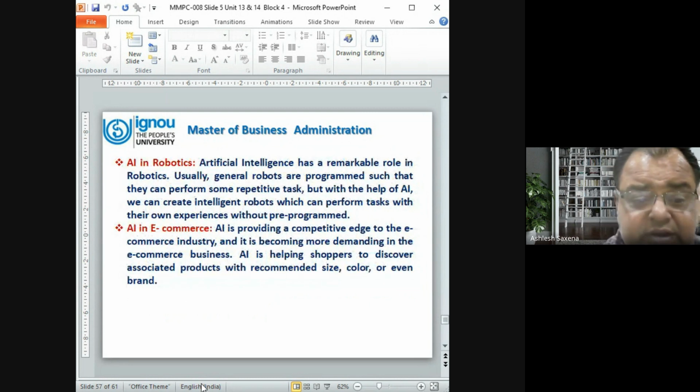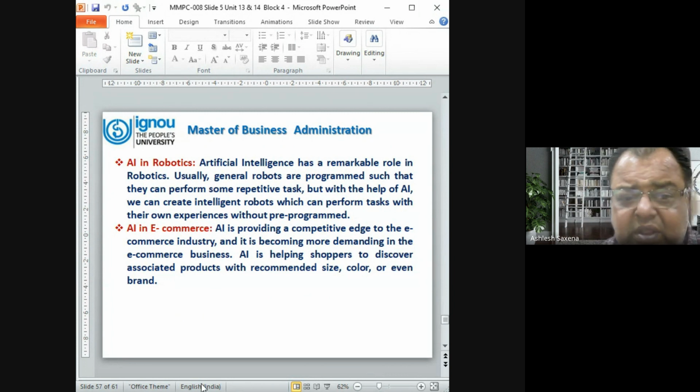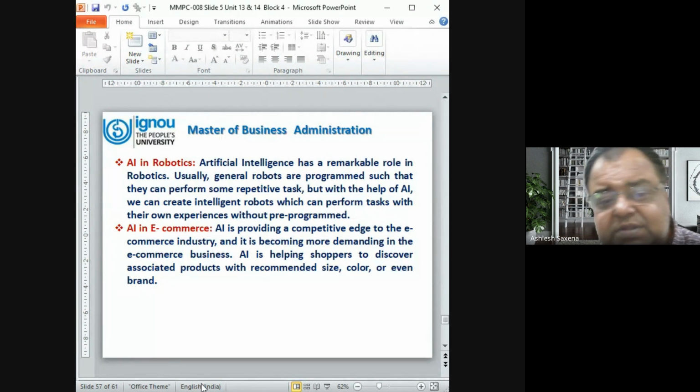Artificial intelligence in robotics. AI has a remarkable role in robotics. Usually, general robots are programmed such that they can perform some repetitive tasks. But with the help of artificial intelligence, we can create intelligent robots which can perform tasks with their own experience without being pre-programmed. Artificial intelligence in e-commerce.